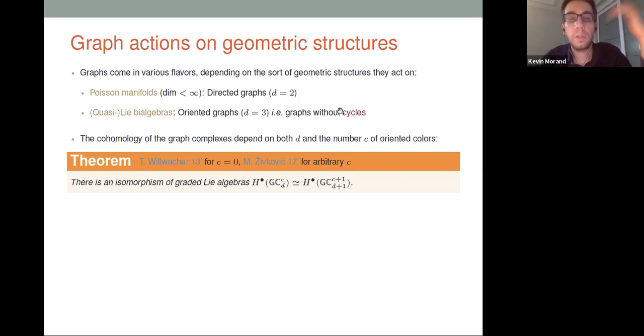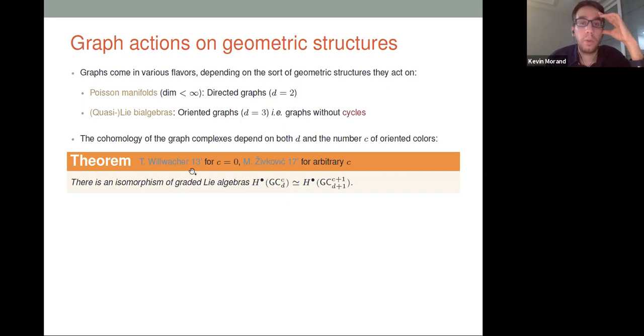Okay, and why is this important? Because the cohomology of the graph complex, which we are interested in, depends on the dimension D. So here, Poisson and bialgebra have two different dimensions, but it also depends on the number of oriented colors.